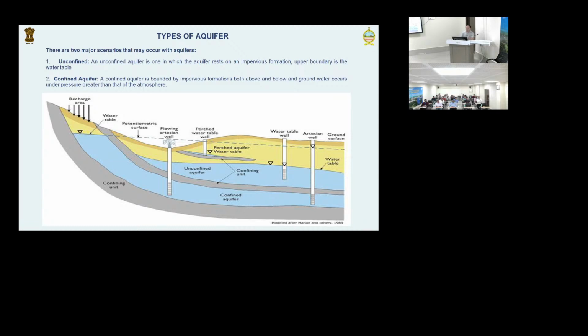There are other types of aquifers, but these are the two main aquifer systems: unconfined aquifer and confined aquifer. What is an unconfined aquifer? An unconfined aquifer is one where the aquifer rests on impermeable strata, where the water cannot penetrate. When the water exists in this form, we call it an unconfined aquifer.